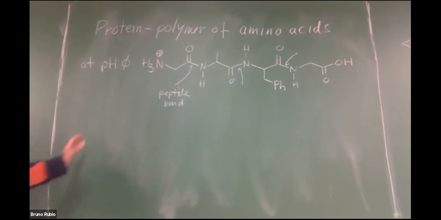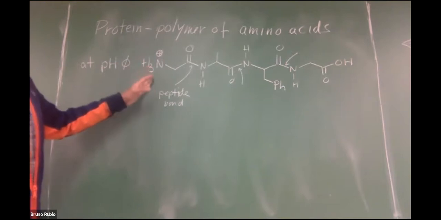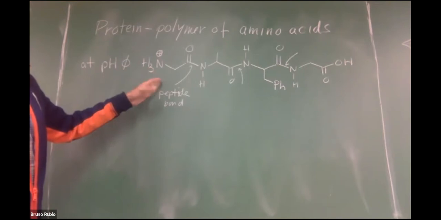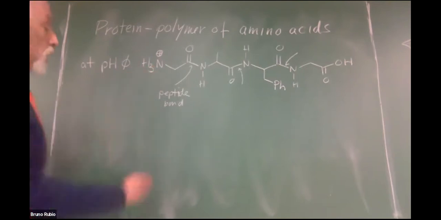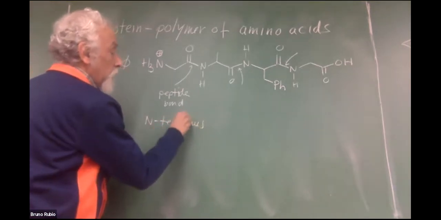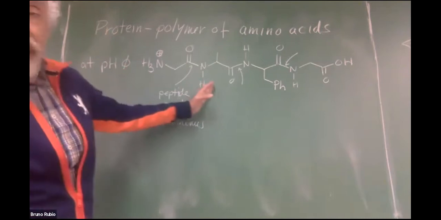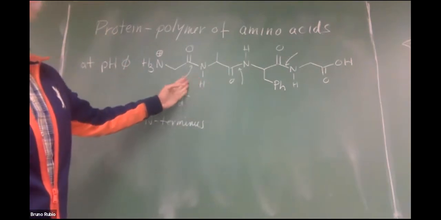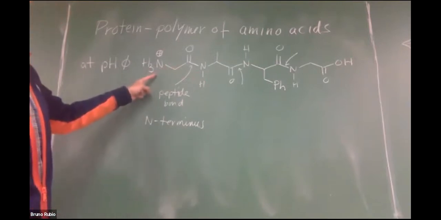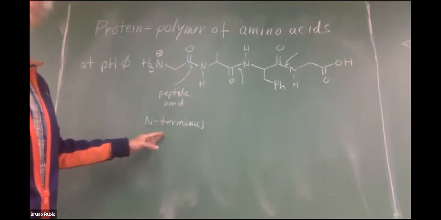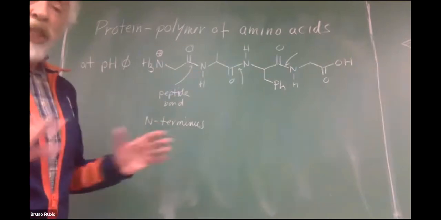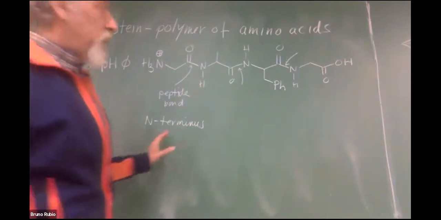these peptide bonds. The free nitrogen, the nitrogen atom that is not involved in a peptide bond, this is called the N-terminus. We see in this peptide here that all of the nitrogen atoms are involved in amide bond or peptide bond formation, except this one. So this is called the N-terminus. It's the nitrogen atom that is part of the protein chain that isn't involved in amide formation.